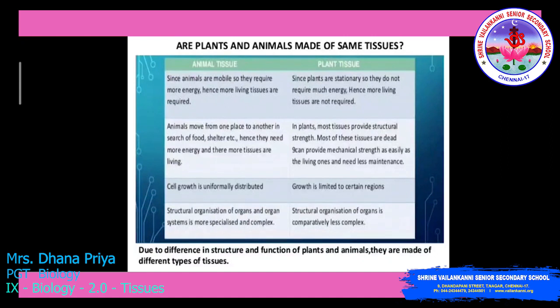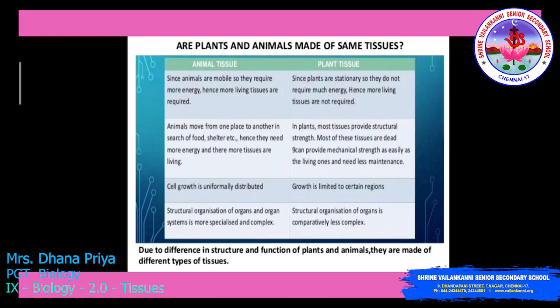Are plants and animals made of the same tissue? The answer is no. Animal tissue and plant tissue are different. Since animals are mobile, they require more energy. Hence, more living tissues are required. Plant tissues are stationary or sessile in nature, so they do not require much energy. Hence, more living tissues are not required.